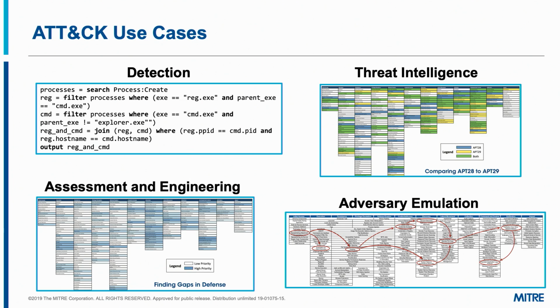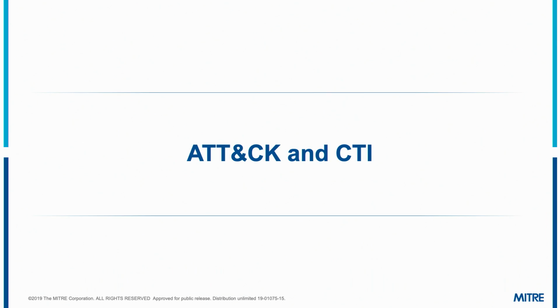Lastly, we have adversary emulation. This is a specific type of red teaming that focuses on emulating a specific adversary or group of adversaries. ATT&CK provides a structure where a red team can lay out their operations, figure out what behaviors they're going to do, and it can also be a way for red and blue to communicate the activities that they see and what was done. This is actually the original use case that ATT&CK was created for.